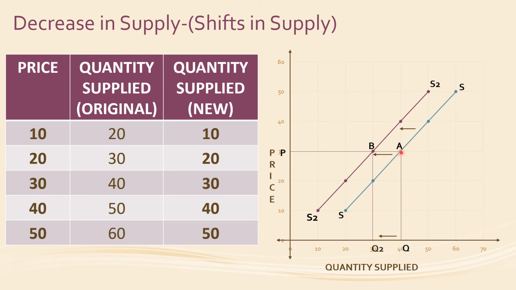We are moving from point A on the original curve SS to a point B backwards on a new supply curve S2, S2. We see at the same price OP on the original supply curve, the quantity supplied is OQ. And on the new supply curve, the quantity supplied is OQ2. So we are moving from 40 units to 30 units at the price OP. The price remains constant.